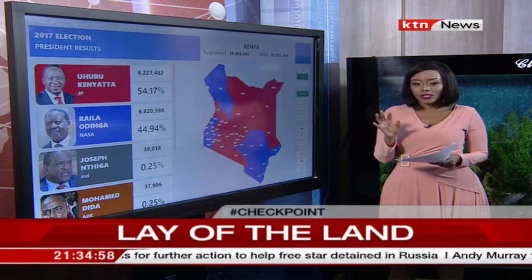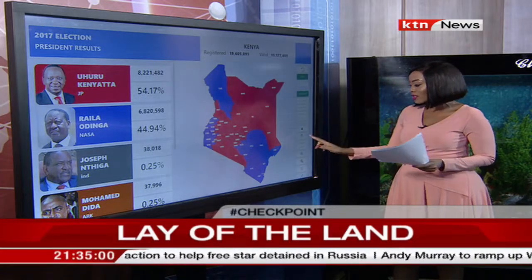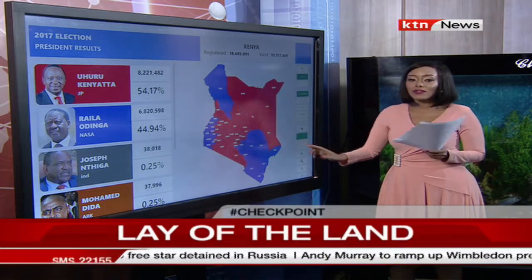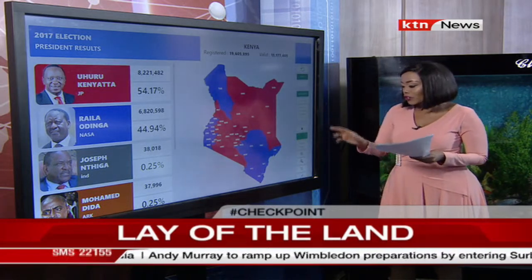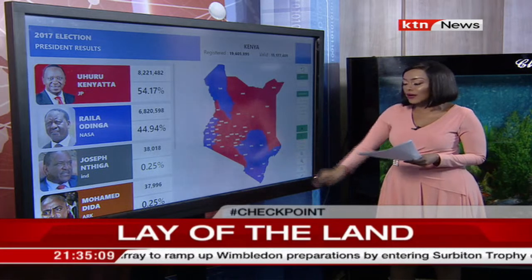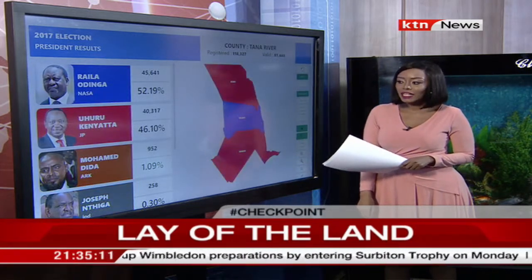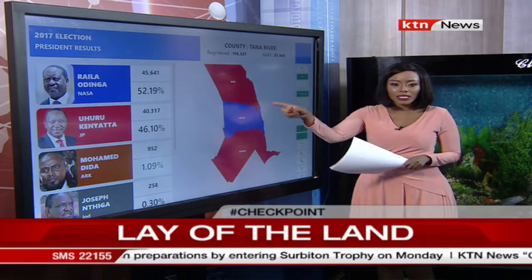Now, the last 2 counties that I'll take you through have been very interesting, as you will see shortly, in terms of how the elections there have played out. Tana River is one of them, and here is Tana River. Very closely fought elections, even at the presidential level.